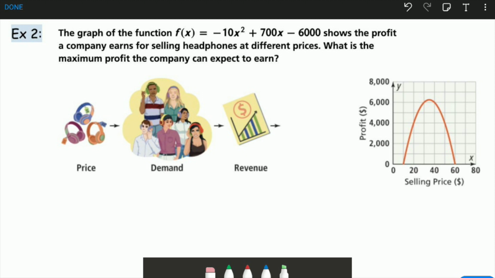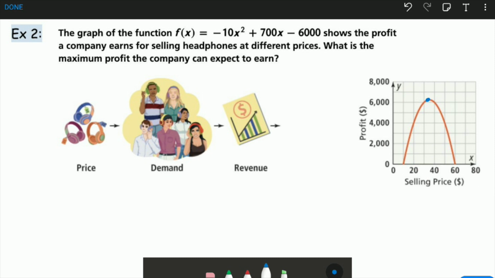In this example, we're given the graph of the function f of x equals negative 10x squared plus 700x minus 6,000, which shows the profit the company earns for selling headphones at different prices. What is the maximum profit the company can expect to earn? So if you look at this, the maximum would be this highest point right here. We can't tell exactly what it is just by looking at the graph. So we're going to use a formula.